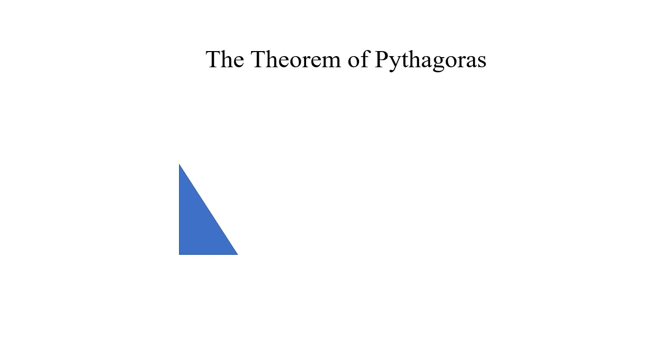Now, the theorem goes like this. You need a right angle triangle. So this angle here has got to be 90 degrees. And if we label the length of the sides of this triangle A, B, and C is the length of what is called the hypotenuse. The side opposite the right angle is the hypotenuse. And we're looking for a relationship between A, B, and C.